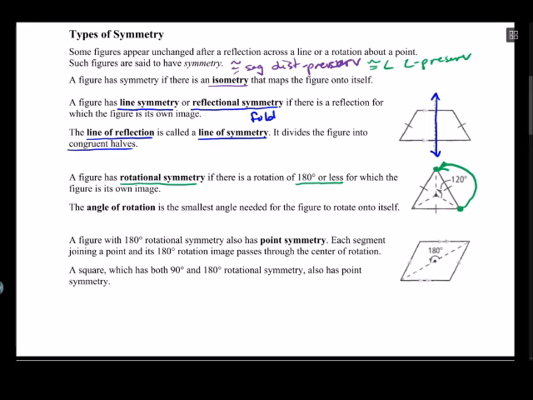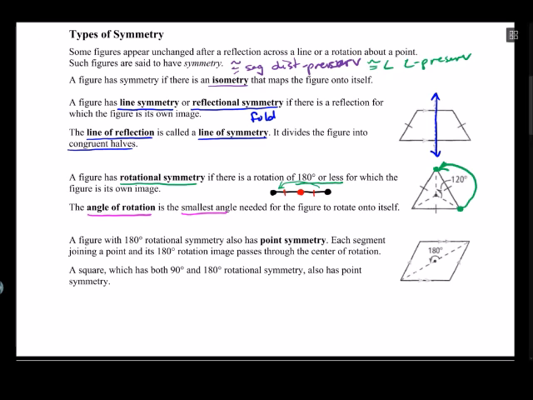Now, if we think of a segment, we can rotate a segment about its midpoint. So these would be congruent. If we rotate a segment about its midpoint, we can go 180 degrees. The angle of rotation is the smallest angle needed for the figure to rotate onto itself. So for our segment, it's 180 degrees. For our triangle, it's 120 degrees. And we will look at a few other figures here in a few minutes.